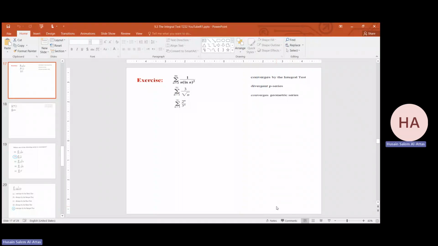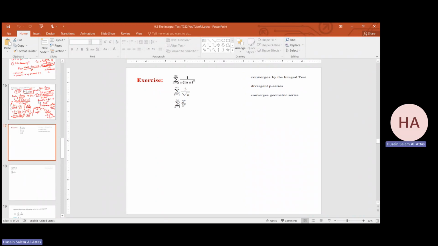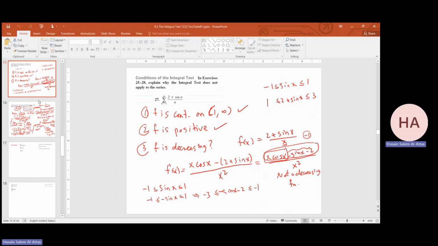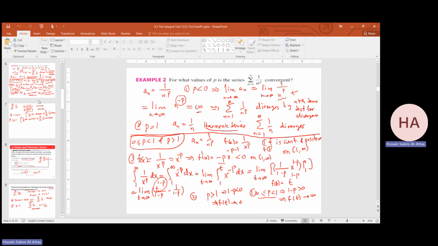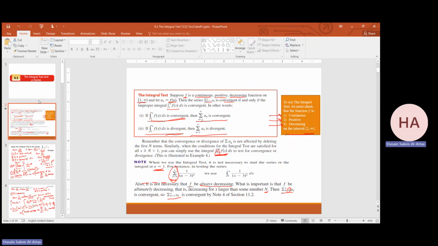Now we'll continue doing this section in 9.3. So what we have, that was the last slide we did. And what we have in 9.3, let me just quickly remind you. We have the integral test. If the function is continuous and positive and decreasing, then the improper integral from 1 to infinity and the series will do the same thing. If one of them is converged, then the other one is converged. If one of them is diverged, then the other one diverges.